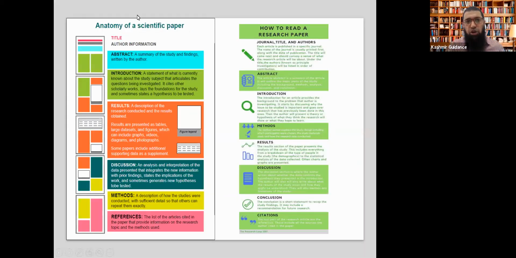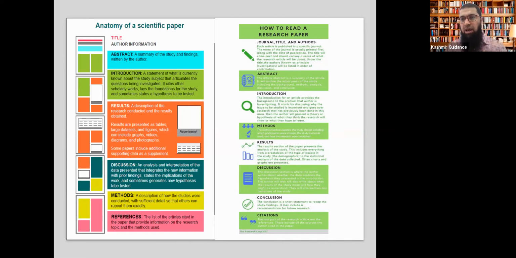Now, this is an anatomy of a scientific paper. If you see, I have written here. If you look at a research paper, you will find the title on the front of the first page. Mostly it is written in a different, bigger font. After that, you will find the author information, usually below the title. You will find the name of the author, and also where the author is from, meaning the affiliation of the author.